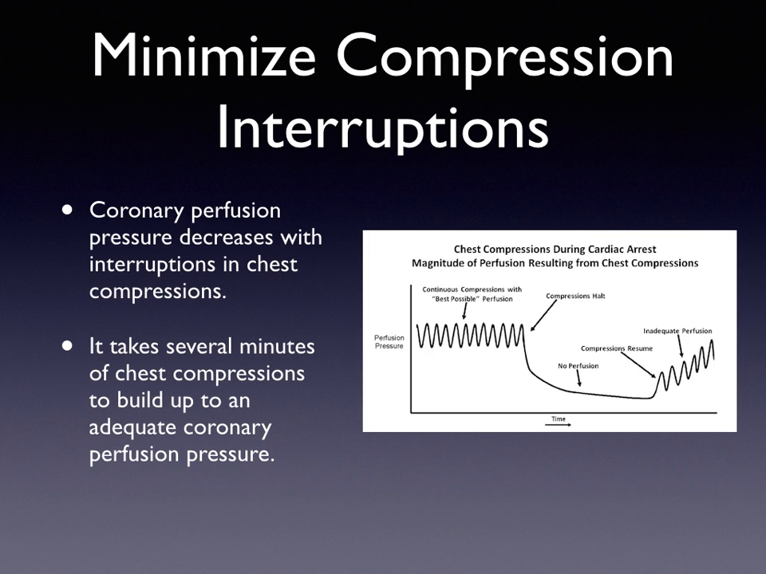The reason we're doing this is we would like to minimize compression interruptions. We find if we spend more time doing compressions, we can actually increase our return of spontaneous circulation rates. If you look at the graph there, you'll see the coronary perfusion pressure, which is the blood that's going to the coronary arteries during CPR. And you'll notice that when we stop CPR, that coronary perfusion pressure drops dramatically. And when we start CPR again, it takes a while to get that coronary perfusion pressure back to where it was before. And so if we stop CPR multiple times, we have a hard time maintaining an adequate coronary perfusion pressure during the resuscitation.